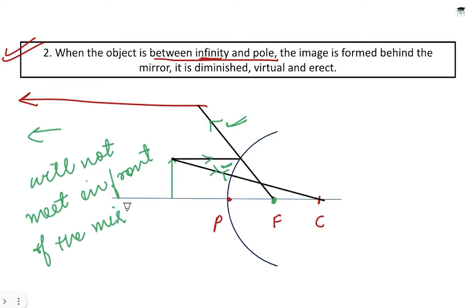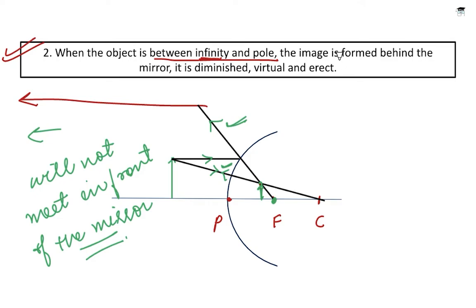Now because they will not meet in front of the mirror, the image will not be formed in front of the mirror. Where is the image formed? Behind the mirror, at this point. At this point the reflected rays appear to meet. So this is the point where the image will be formed.